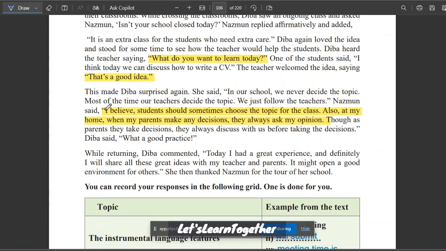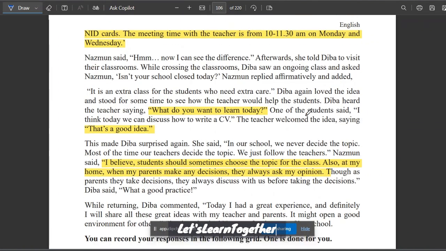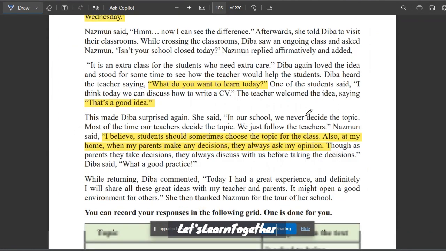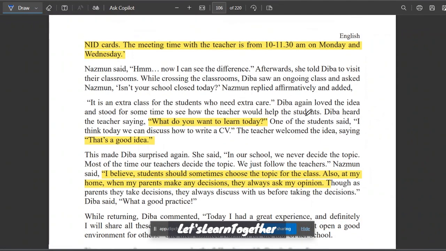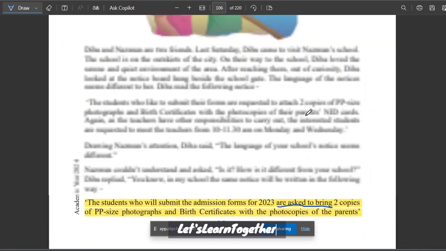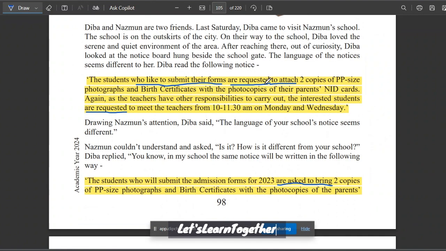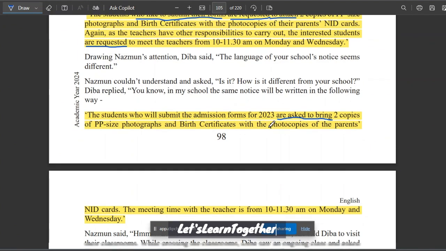Okay. But in Nazmun's school, they don't do this sort of things. The teacher just comes and gives a topic to the students. She doesn't take much opinion from them. Oh, I'm really sorry. Probably I exchanged between Diba and Nazmun. Nazmun's school is more inclusive than Diba's school. The first example is of Nazmun's school and not Diba's school. Okay, Diba's school is a bit more conservative in this regard.